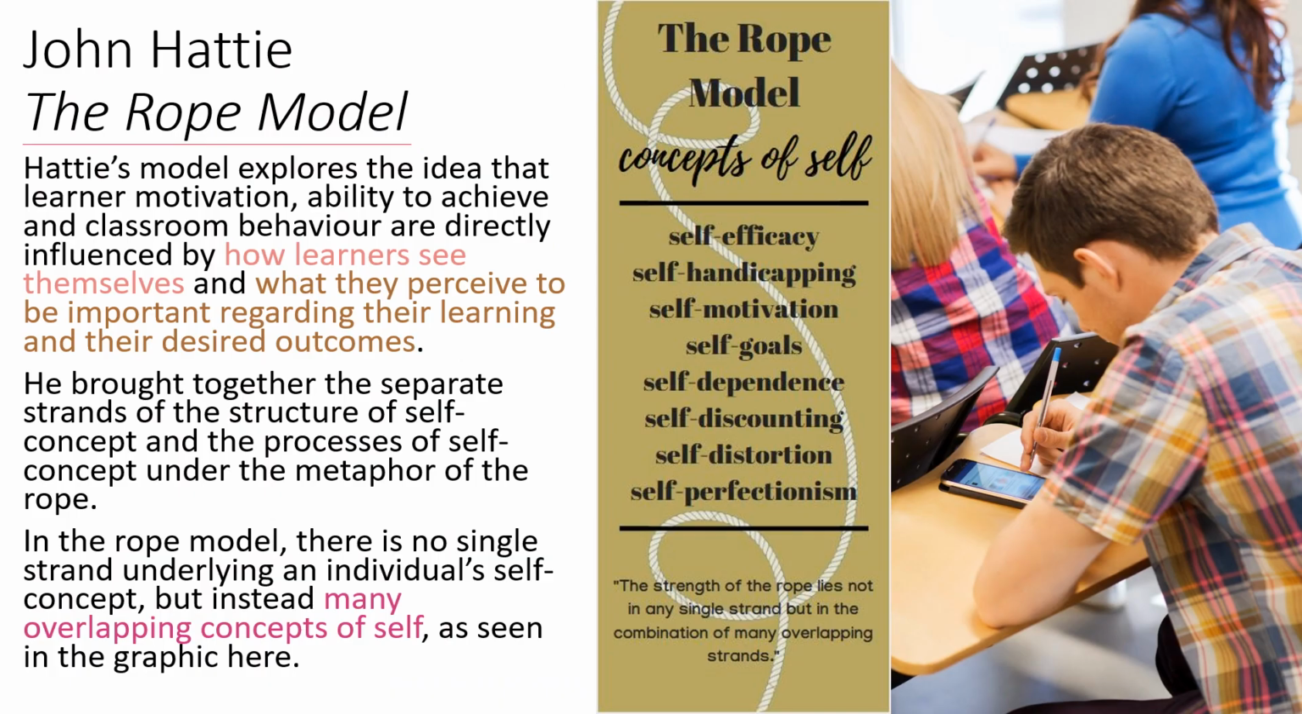John Hattie, The Rope Model. Hattie's model explores the idea that learner motivation, ability to achieve and classroom behavior are directly influenced by how learners see themselves and what they perceive to be important regarding their learning and their desired outcomes. He brought together the separate strands of the structure of self-concept and the processes of self-concept under the metaphor of the rope. In the rope model, there is no single strand underlying an individual's self-concept, but instead many overlapping concepts of self, as seen in the graphic here.